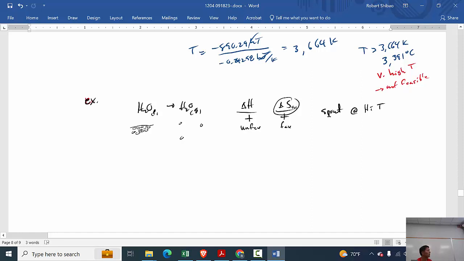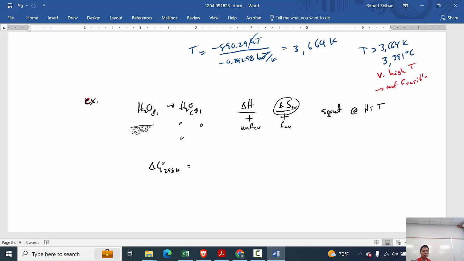So anyway, going back to this, we can change the degree of favorability or unfavorability by changing the temperature on the entropy term. We can't do anything on the enthalpy term, that's fixed. And so what we're going to do is take a look at this at 298 Kelvin. So we'll calculate delta G naught at 298 Kelvin, which is going to equal delta H naught at 298 Kelvin minus T delta S naught at 298 Kelvin.